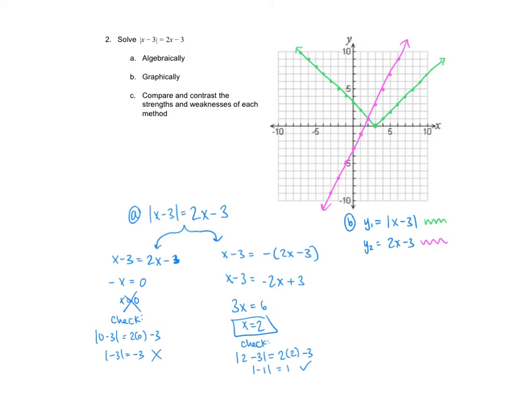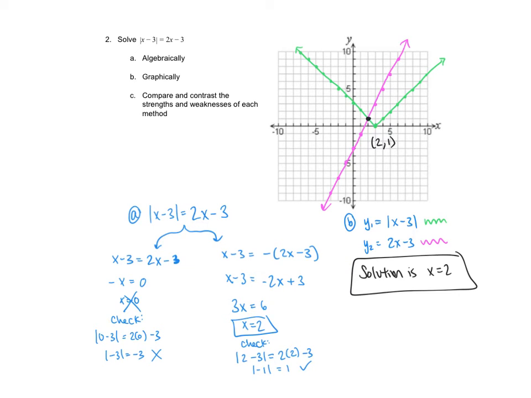Okay, so for the first function, I did it in green. It's an absolute value function that has been translated to the right by 3. And the second function I did in pink. It's a linear function where the y-intercept is negative 3 and the slope is 2. And we can visually see that there is only one solution, and that is when x is 2, and we can see that y is 1. So the only solution is x equals 2, okay?